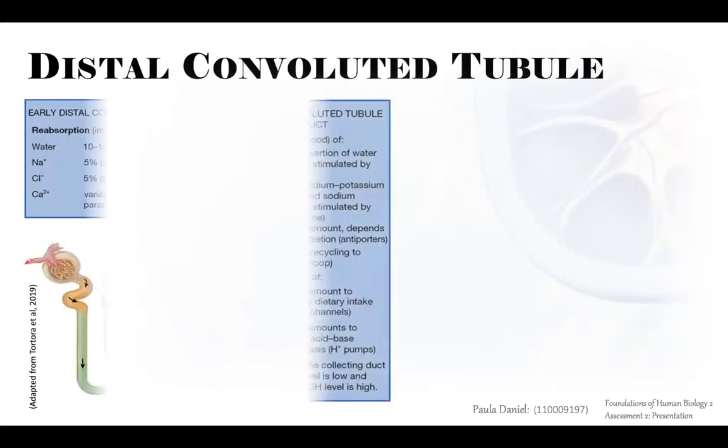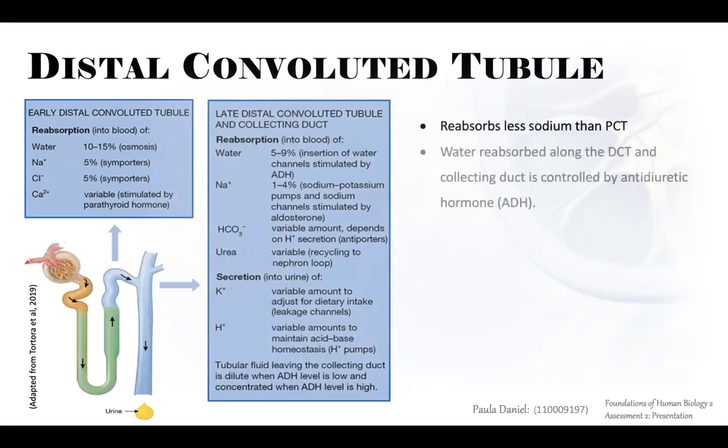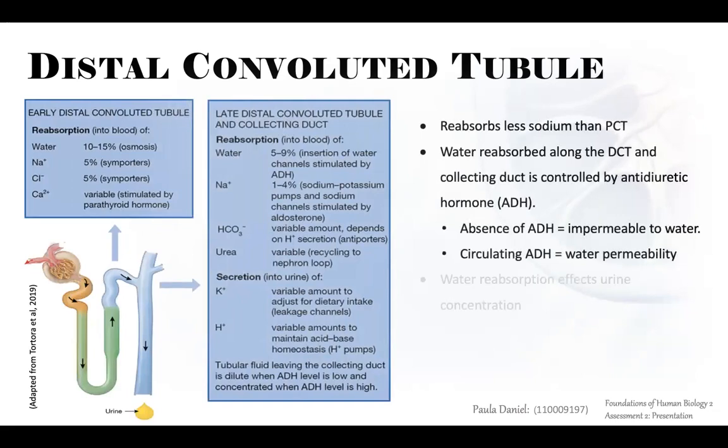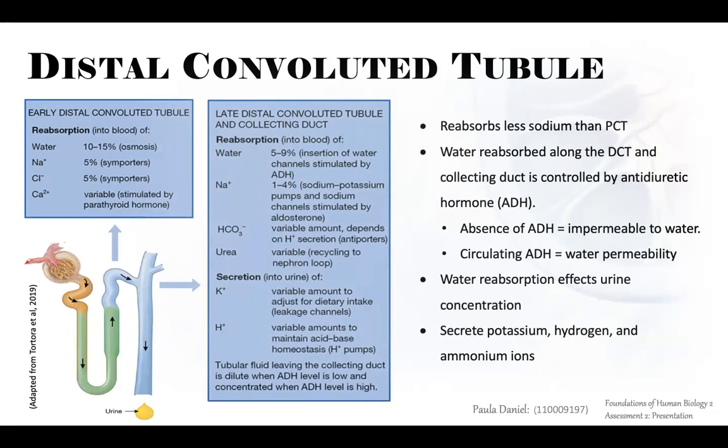Following the Henle loop is the distal convoluted tubule, or the DCT. The amount of water reabsorbed along the DCT and collecting duct is controlled by circulating levels of the antidiuretic hormone, or ADH. Under normal conditions, in the absence of ADH, the DCT and collecting duct are impermeable to water. Reabsorption of water in the collecting duct will impact the concentration of urine as it makes its way out of the kidney. The DCT and collecting ducts secrete potassium, hydrogen, and ammonium ions. Secretion of hydrogen ions will increase with increased blood hydrogen ion concentration.